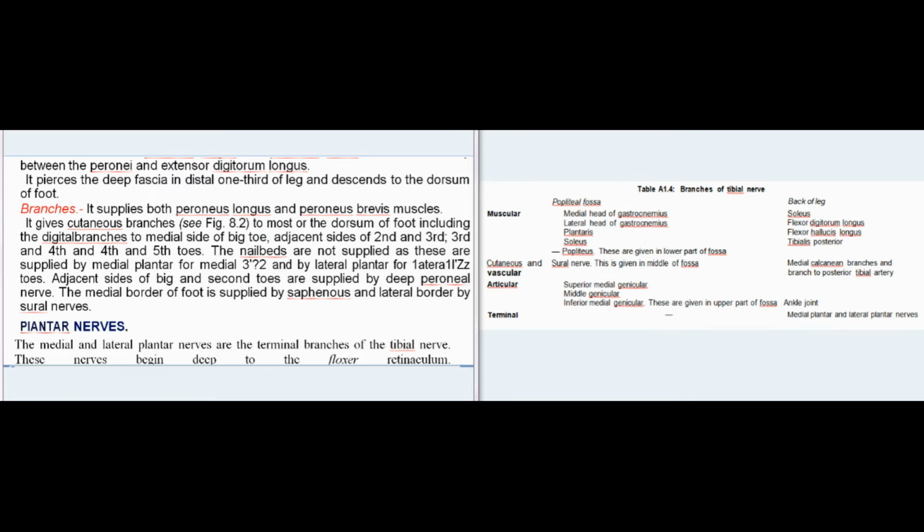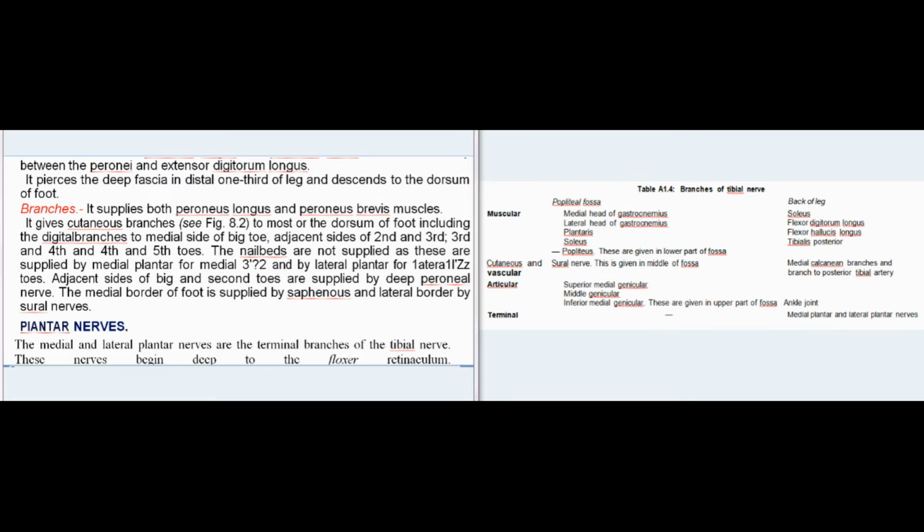The nail beds are not supplied by these, as they are supplied by the medial plantar nerve for the medial three and a half toes and by the lateral plantar nerve for the lateral one and a half toes. Adjacent sides of the big and second toes are supplied by the deep peroneal nerve. The medial border of the foot is supplied by the saphenous nerve and the lateral border by the sural nerve.